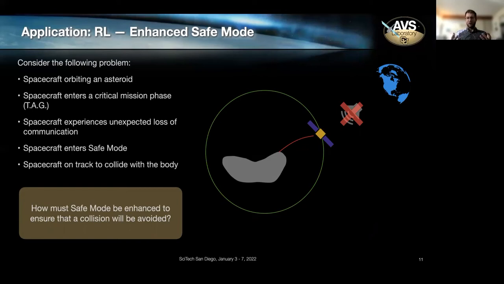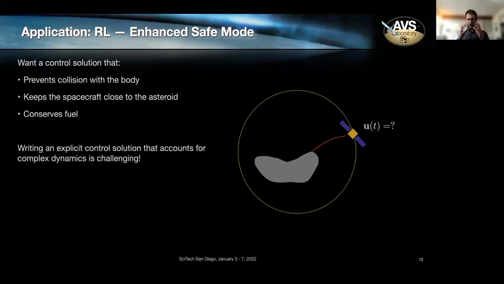Ideally, we want to enhance this safe mode to ensure that when you need to diagnose a problem, you're not destining your spacecraft to intersect the body. So explicitly, we want some control solution that prevents the spacecraft from colliding with the body, keeps the spacecraft in orbit, and it conserves fuel at the same time. And writing some explicit control solution would be challenging for these high-level objectives.